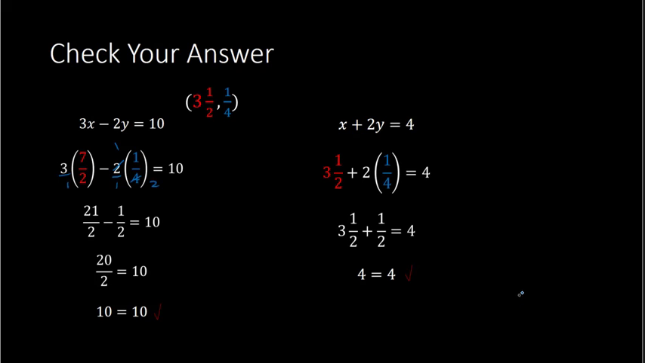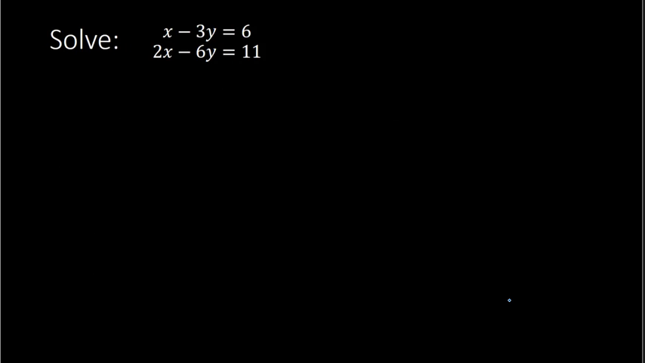Now I'm going to finish by showing you 2 more examples, both of which are special cases. So here we have another system to solve. x minus 3y equals 6, 2x minus 6y equals 11. So to begin, I want to pick an equation and solve for one of the variables. Notice this x right here has nothing in the front. This is going to make x the best choice to solve for. So let's pick equation 1 and solve for x.